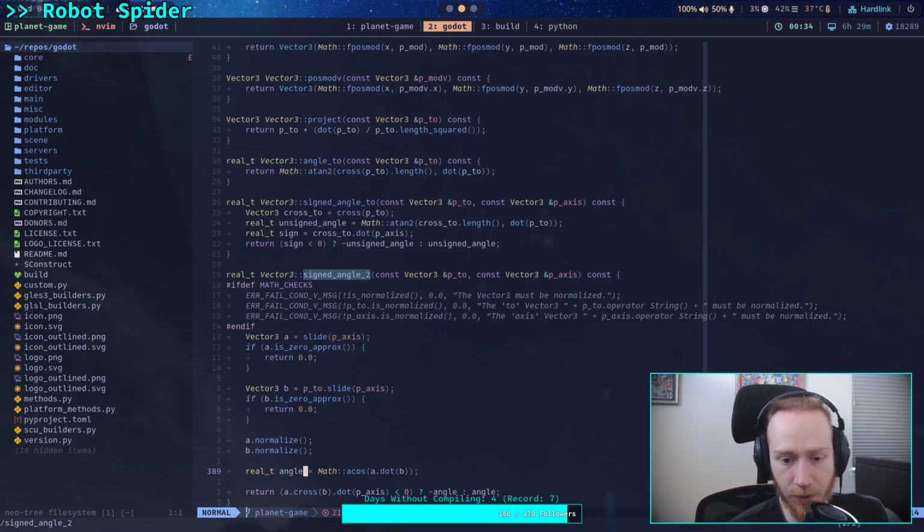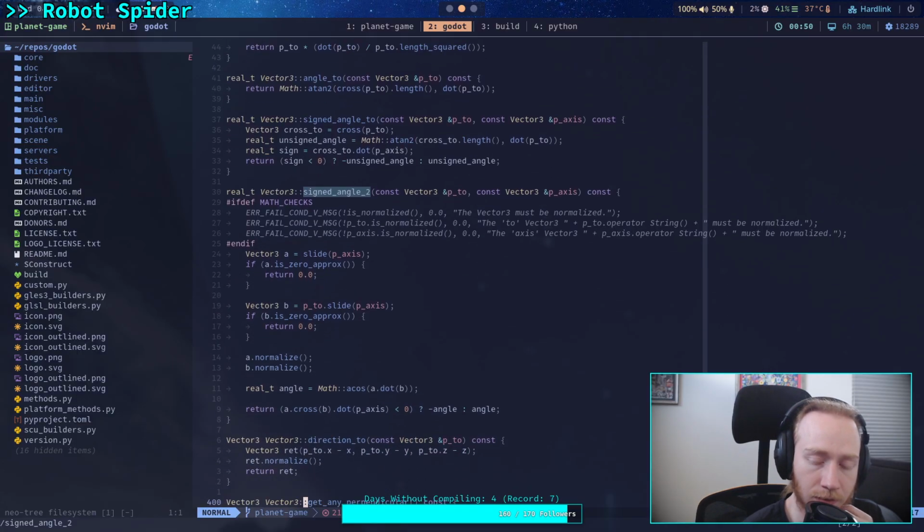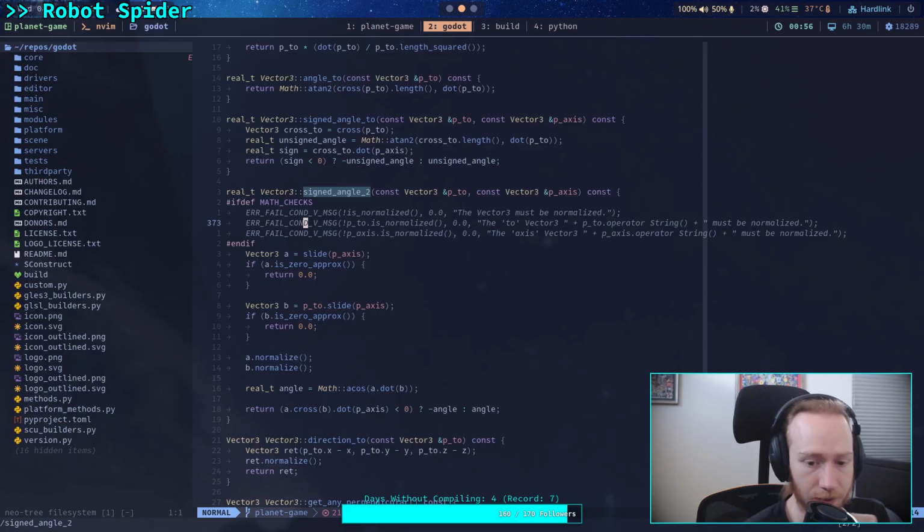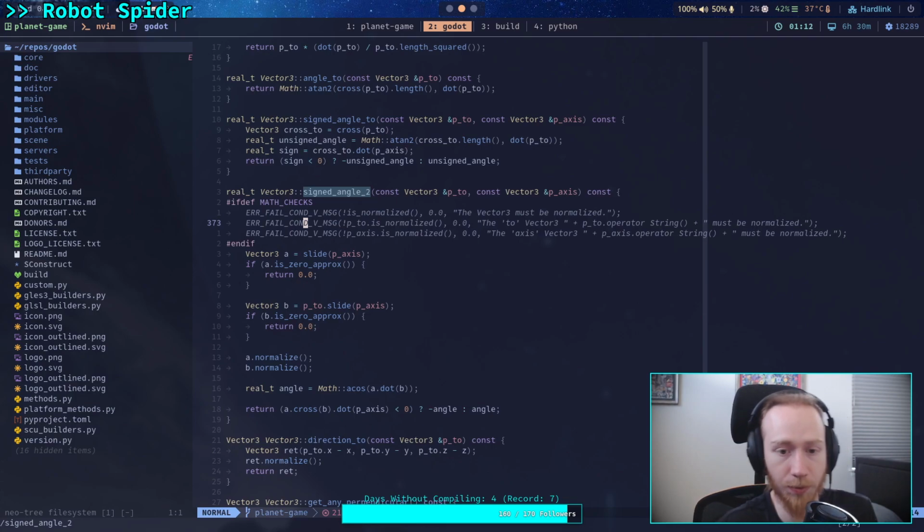If any of these are not normalized, it's a problem. Okay. Why? The axis should be normalized, but I don't think any of these should be normalized. Yeah, only the axis needs to be normalized. Why did I do that? There's no reason for these to be normalized.